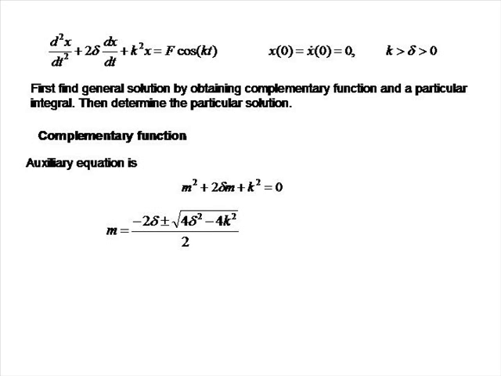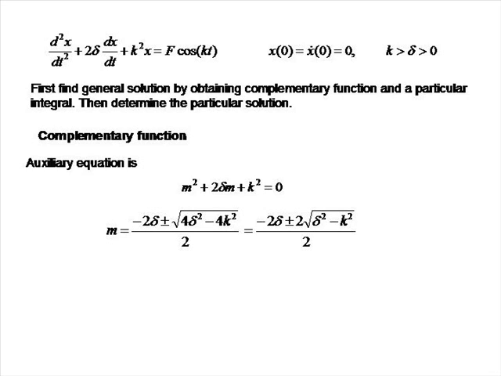So we substitute into the formula. We see that m is minus 2 delta plus or minus the square root of 4 delta squared minus 4k squared, all over 2. Inside the square root sign we've got a common factor of 4 that we can pull outside the square root, which manifests itself as a 2, and now we have a common factor of 2 top and bottom of the fraction that can cancel. Furthermore, this square root contains a delta squared minus k squared. We're told that k is larger than delta, so this means that delta squared minus k squared is negative.